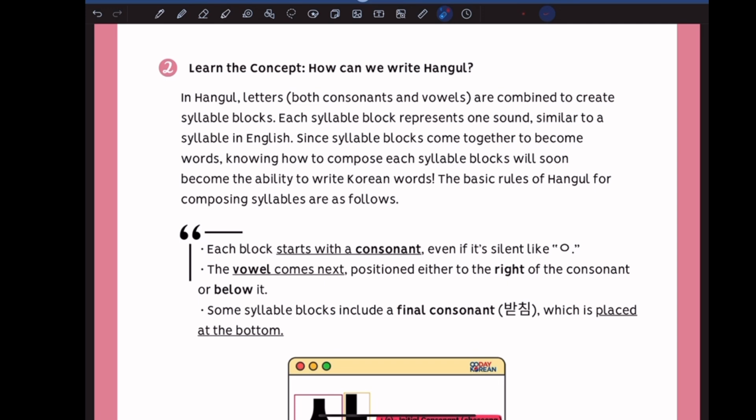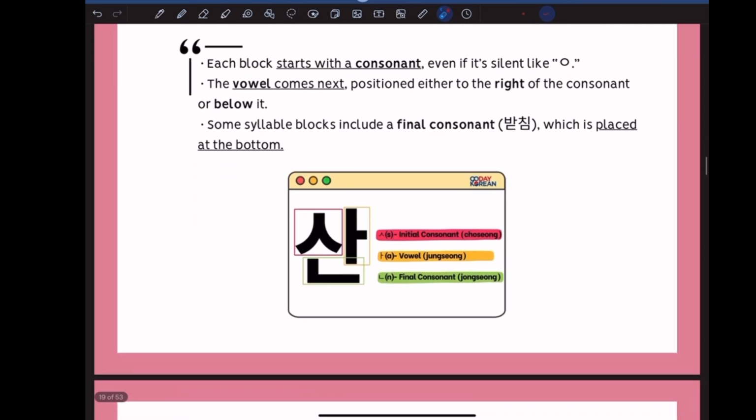The basic rules of Hangul for composing syllables are as follows. So if you see the block over here in the photo, every block in Korean starts with a consonant. It could also be silent, with the ng sound. But this is not going to be really important for now, so we're going to be discussing this later on. After the consonant, the vowel is going to come next.